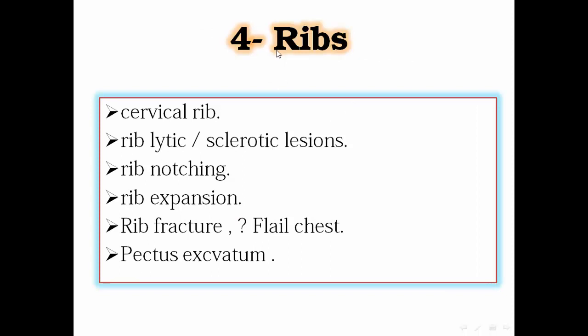Okay, check the ribs. Firstly, start: is there any cervical rib, lytic or sclerotic lesion, expansion of the rib, notching, especially inferior rib notching. As I said, rib expansion, rib fractures, and if there's a fracture, make sure it's not a part of flail chest. And finally, make sure that you are not forgetting pectus excavatum.